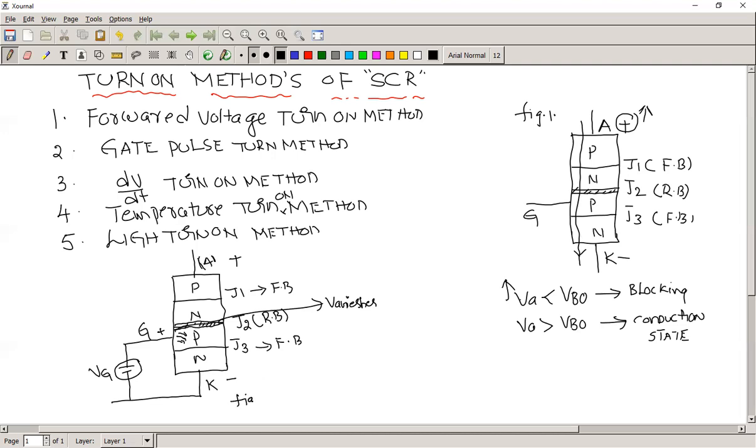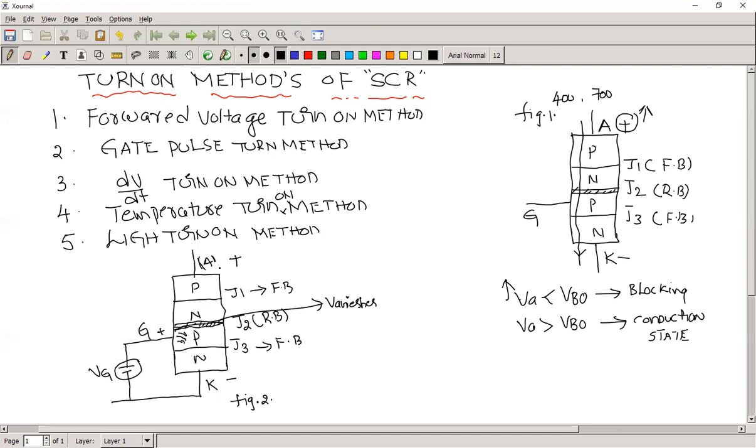In the previous method, how much voltage is required to vanish the junction J2? Suppose the rating of the SCR is 400 volts, then this voltage will be nearly 700 volts for the first method. But when you apply the gate voltage between the gate and cathode, the anode voltage at which the device goes to the on state, that is, when junction J2 vanishes, occurs with a lesser amount of anode voltage.